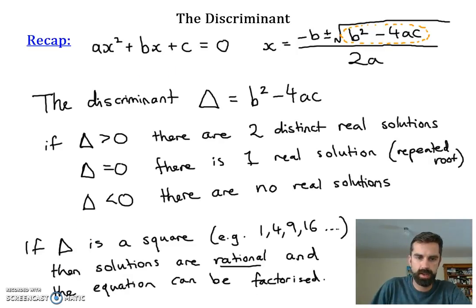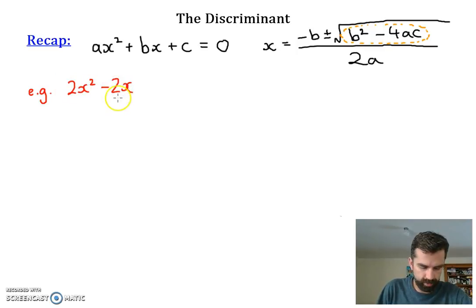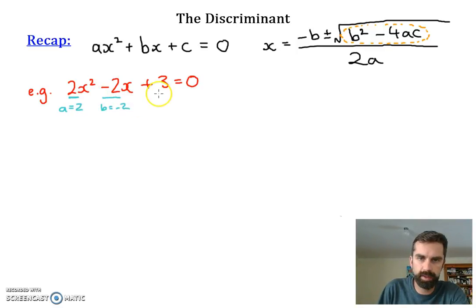Okay? All right, I want to do an example now. So let's have a look at a quadratic equation. For example, 2x squared, take 2x plus 3 equals 0. If we have a look at this equation, we can say, here's A equals 2, here's B, that's negative 2, and here's C, that's 3.